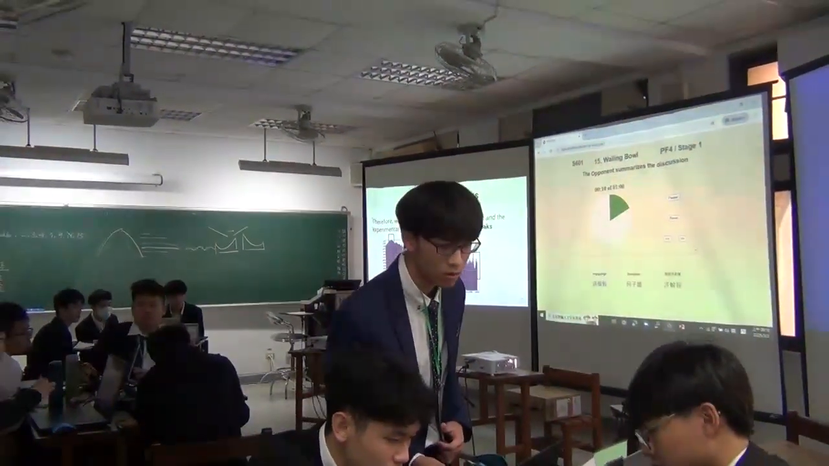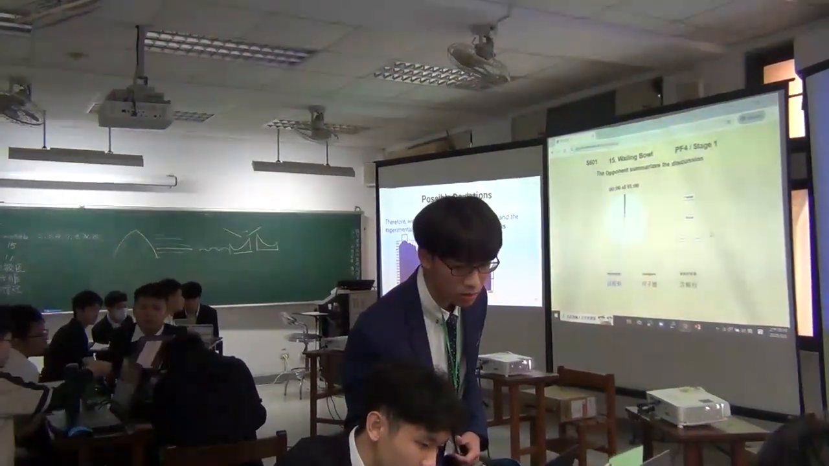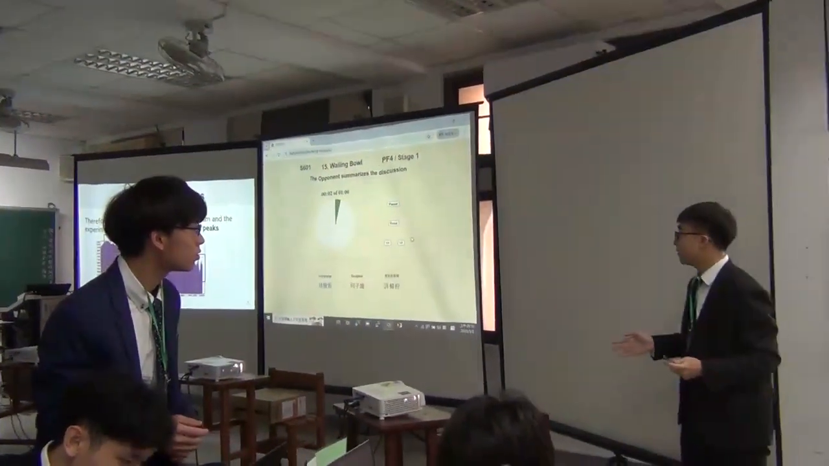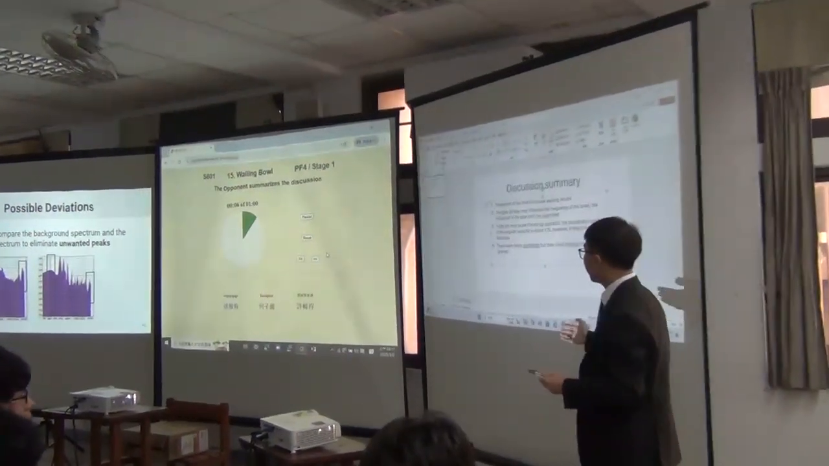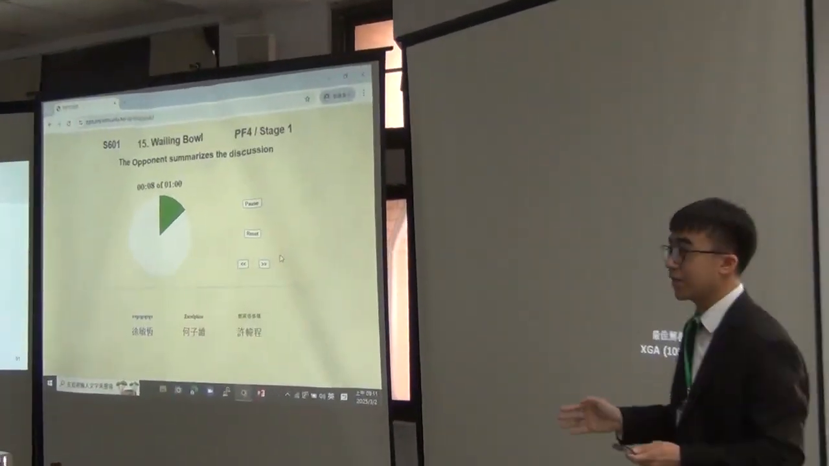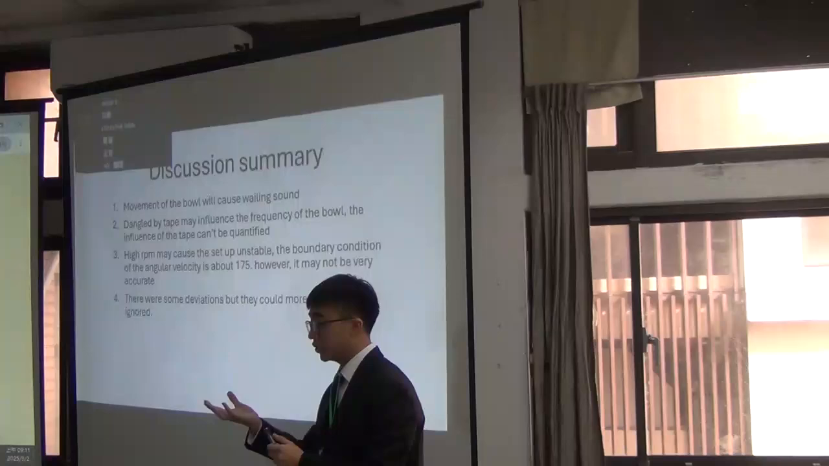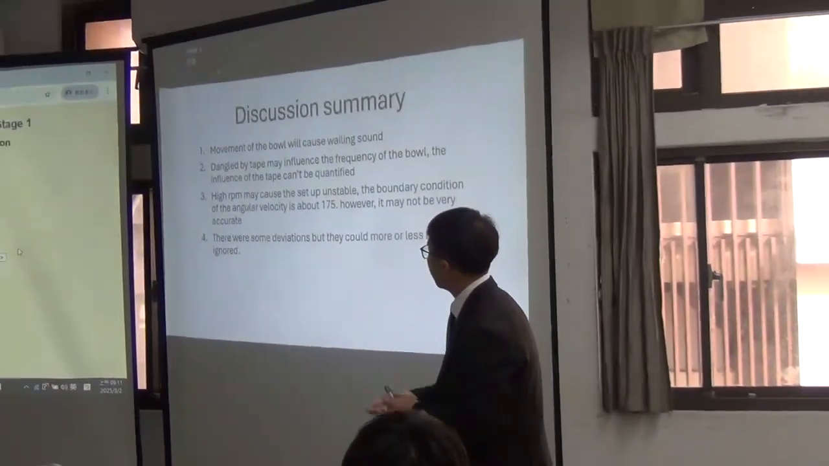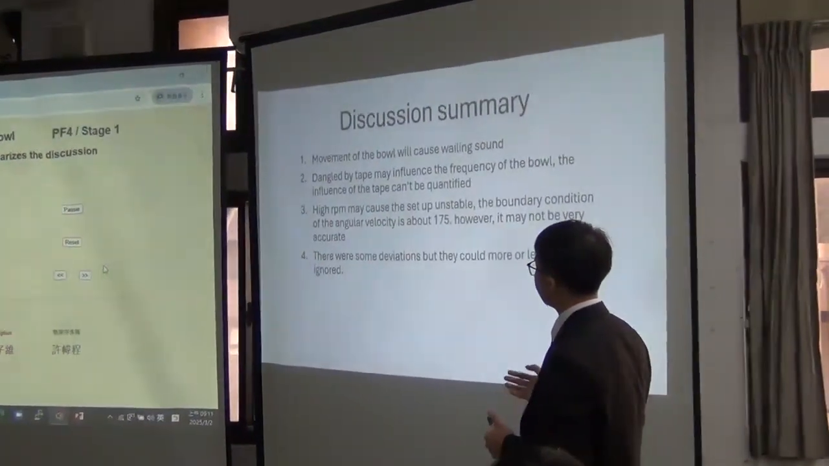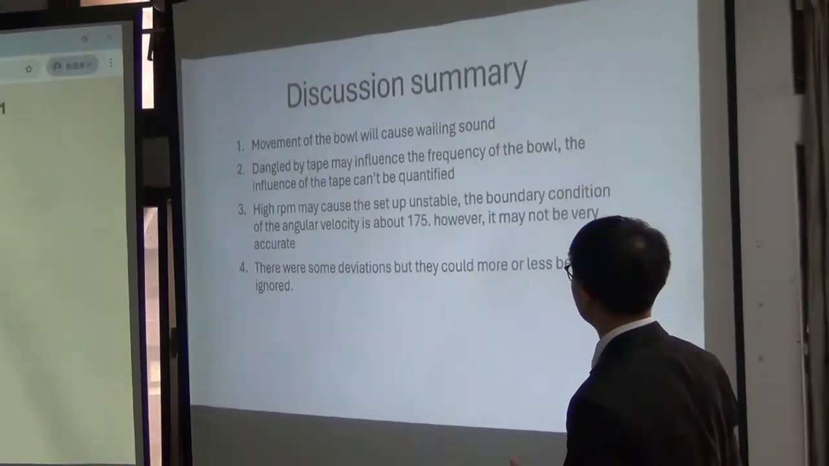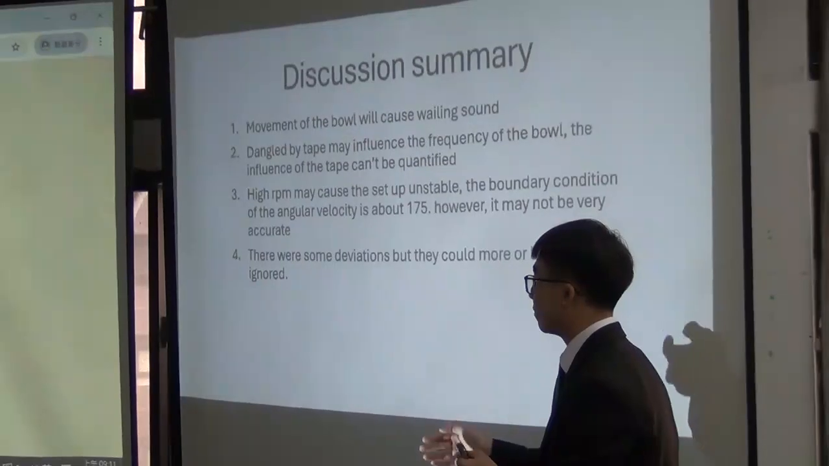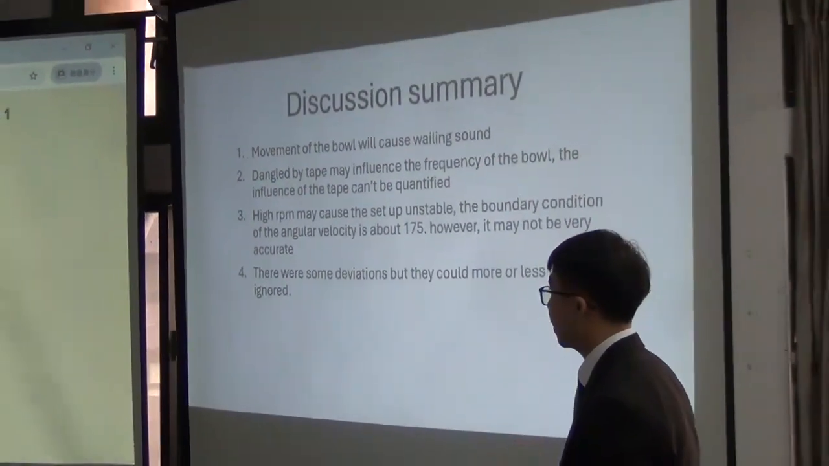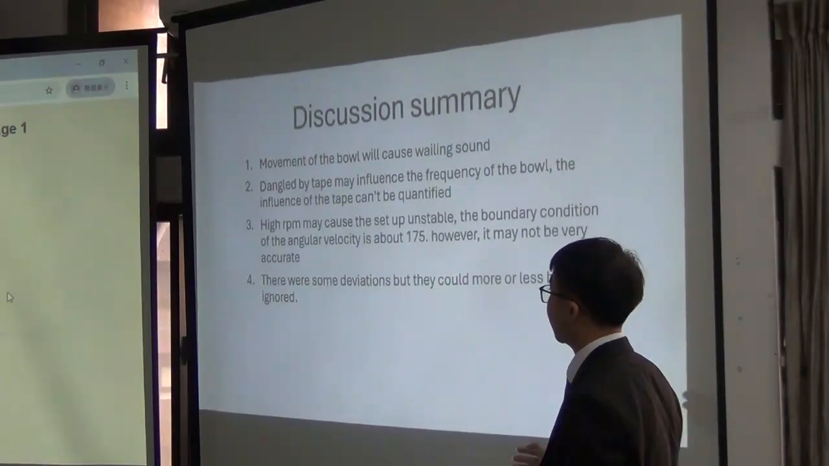Honorable juries and fellow competitors, in the summary discussion, we have mainly talked about the differences of the different parameters. The first one is the movements of the ball under different conditions, which are one-dimensional and circular movements. And the second one is the angle by tap that influences the frequency of the ball. The influence of the tap can be quantified. However, the reporter has minimized the deviation of the setup. And high RPM may cause the setup to be unstable.